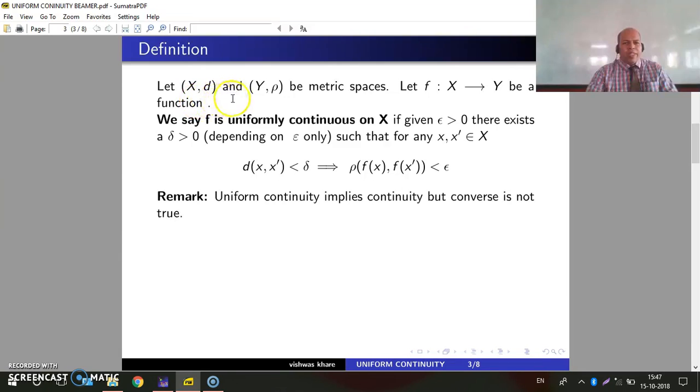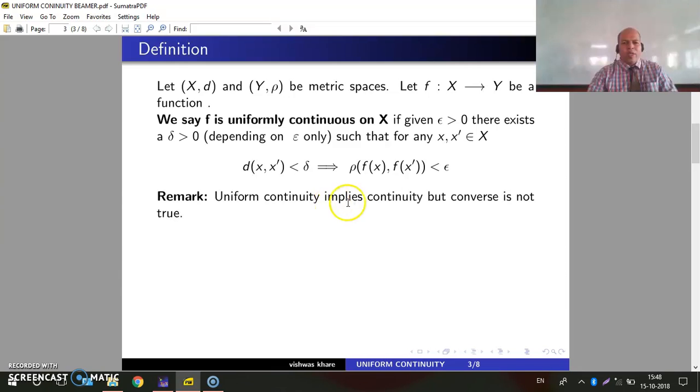Definition. Let (X, d) and (Y, rho) be metric spaces. Let f from X to Y be a function. We say f is uniformly continuous on X if, given epsilon greater than 0, there exists a delta greater than 0 depending on epsilon only, such that for any x, x' belonging to X, distance between x and x' less than delta implies rho distance of f(x) and f(x') is less than epsilon.